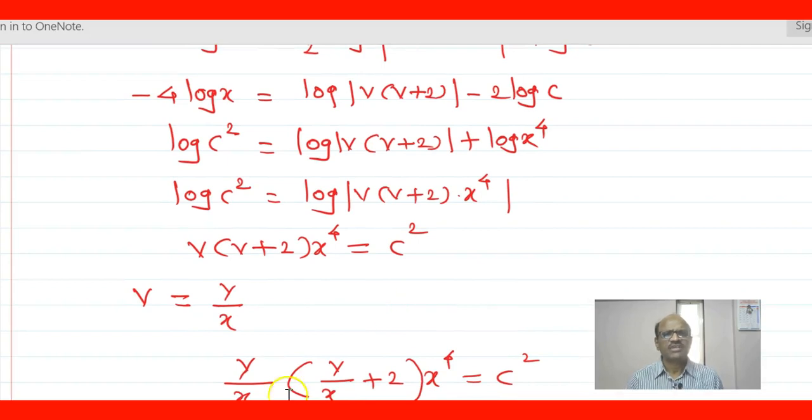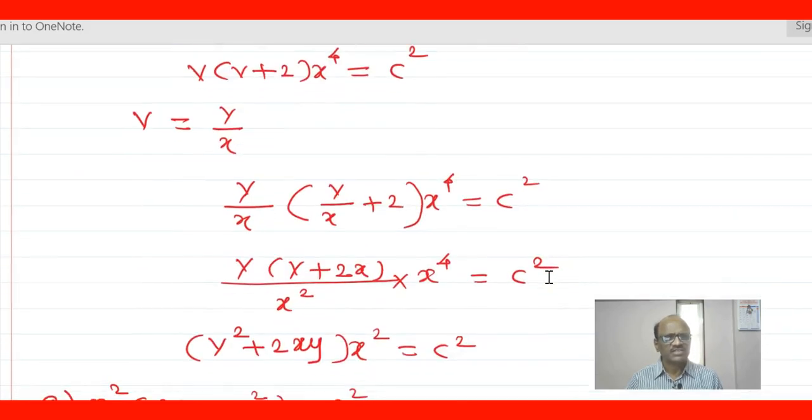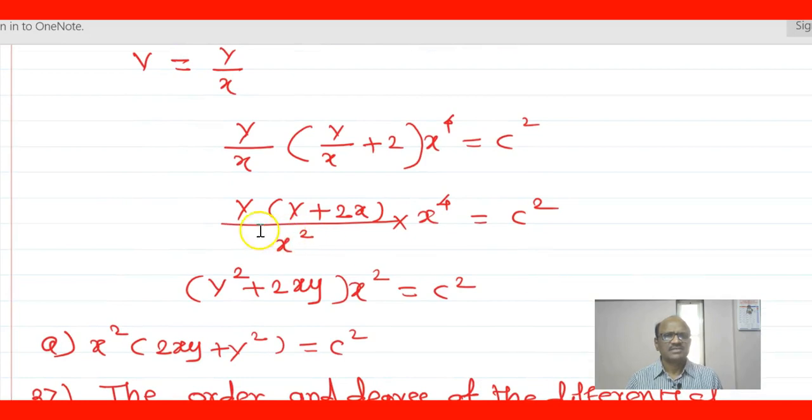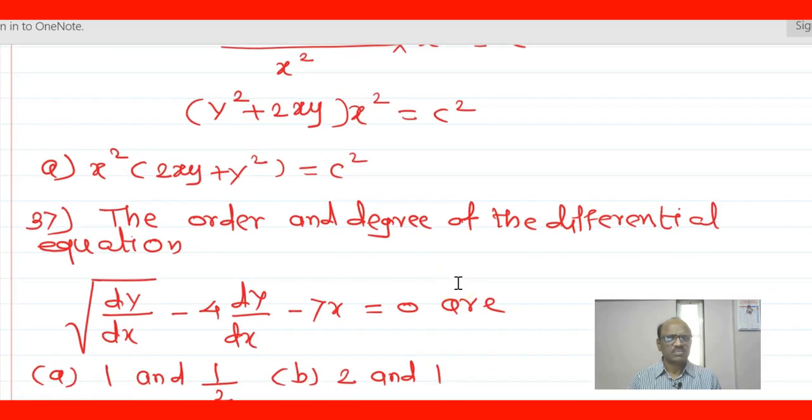Now again substitute the value of v equals y upon x, and after the simplification you will get the answer, that is y in bracket y plus 2x upon x square into x raised to 4, that is equal to c square, and hence the final answer is y square plus 2xy bracket complete into x square is equal to c square, and hence option A is the correct one, which is x square in bracket 2xy plus y square is equal to c square.